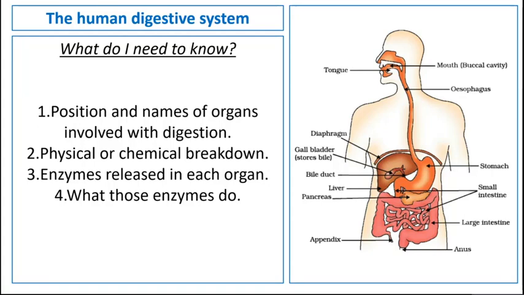But for the more difficult stuff, you need to be able to remember the type of enzyme produced in each part of the digestive system and also what those enzymes do. We're not going to go into a great load of detail about how enzymes work. That'll be saved for a different time. What we're just going to go through are the names of the enzymes and a general overview of what their role is.